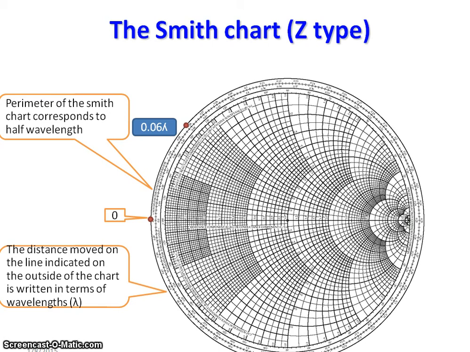So if I travel the entire Smith chart, then the perimeter of the Smith chart is lambda by 2. That means if I start from the 0 point and travel half the circle, then the distance traveled is 0.25 lambda, and when I complete the circle, then the distance traveled is 0.5 lambda.